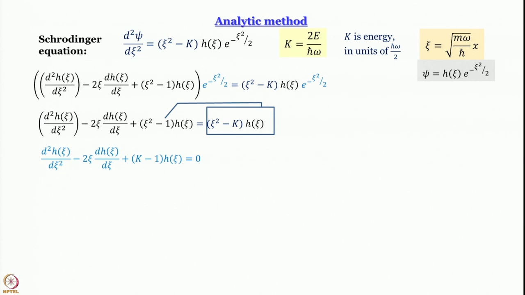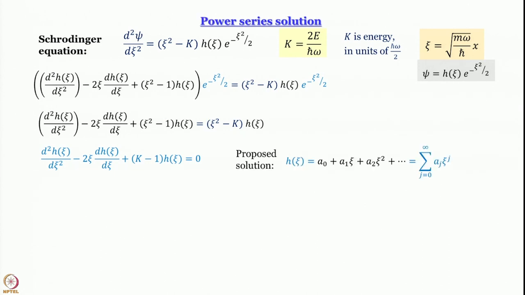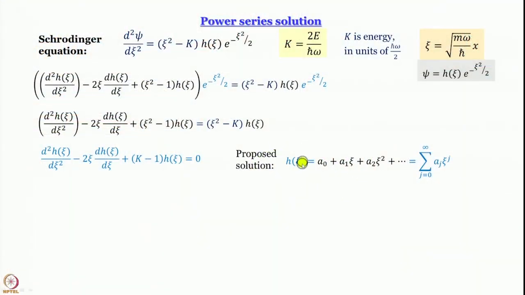Now, the thing is in mathematics, how to solve this kind of differential equations is known already. And one very powerful method by which these equations can be solved is to use a solution that is a power series, right, that is known already. So, we are taking known mathematics and we are applying it in our problem. So, the proposed solution for this kind of equation would be h xi written as a series, or you can say a polynomial in xi, a 0 plus a 1 xi plus a 2 xi square plus so on and so forth. In principle, this can go all the way up to infinity.